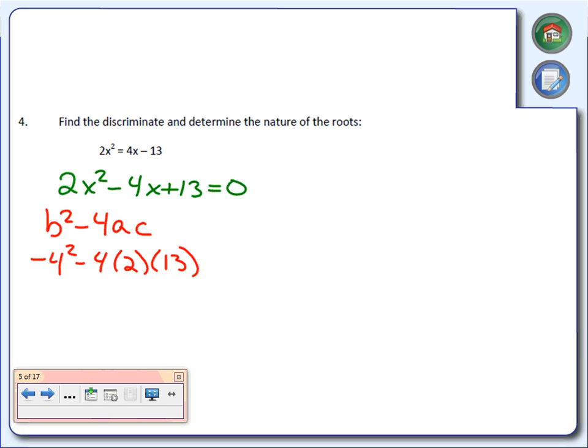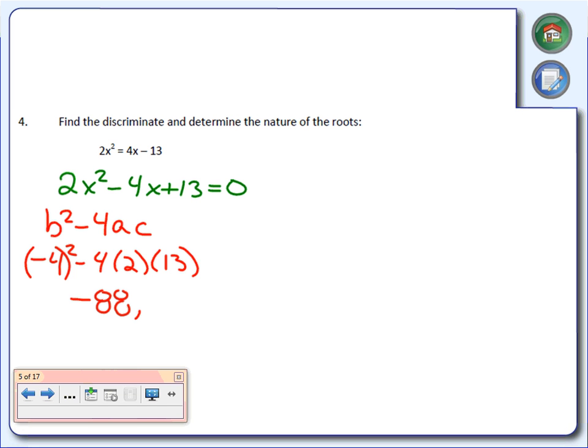So if I put that in the calculator, what number do we get? What do we get? You didn't do this one? And so what did you get? Negative 88. Just a reminder for you guys, don't forget when you're putting that in your calculator, make sure you have negative 4 in parentheses. So negative 88 is our discriminant.